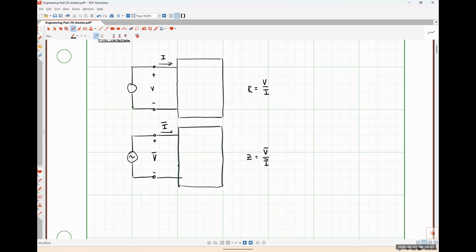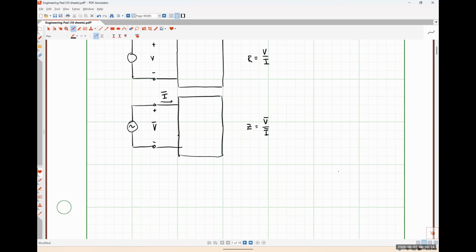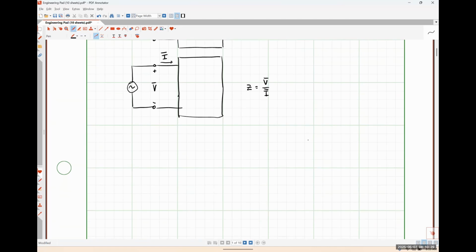So essentially this impedance Z, as I mentioned a moment ago, is just playing the role of what resistance did in our DC circuits. Okay. So because our impedance is a ratio of two complex numbers, it is going to be a complex number itself, which means we can express it in either a polar form or a rectangular form. So I would like to start with the polar form.